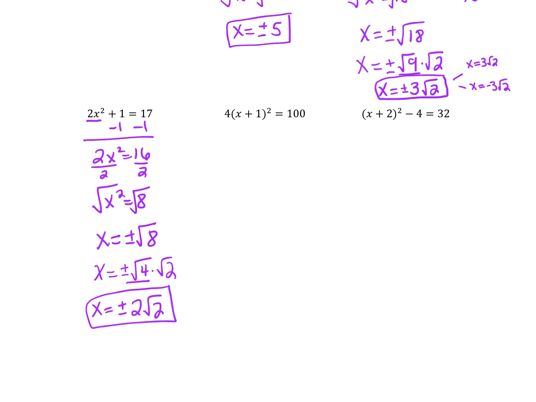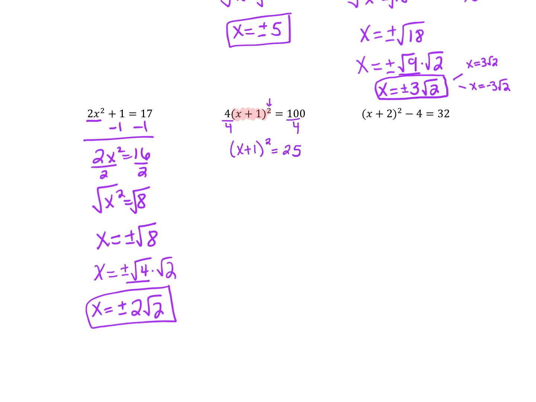All right, this situation is a little bit different. I want to get this quantity x plus 1 squared alone. So to do that, I'm going to divide by 4. I cannot distribute the 4 in because this exponent has to come before I would multiply, because of order of operations. So I need to divide by 4. So it'll leave me with x plus 1 quantity squared equals 25.